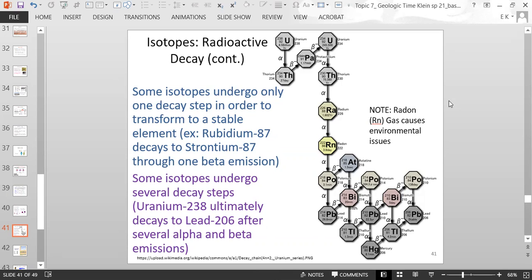So some isotopes undergo only one decay step. So for example, one step of alpha emission, and then it becomes a stable isotope. But other isotopes need to go through a few steps. Here is an example: rubidium-87 decays to strontium-87 through only one beta emission. So one emission, and then it is stable.